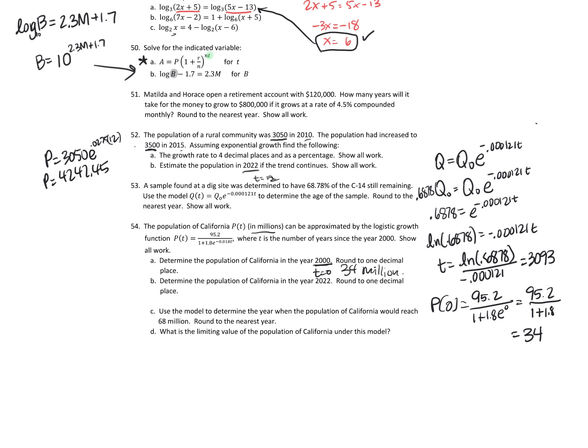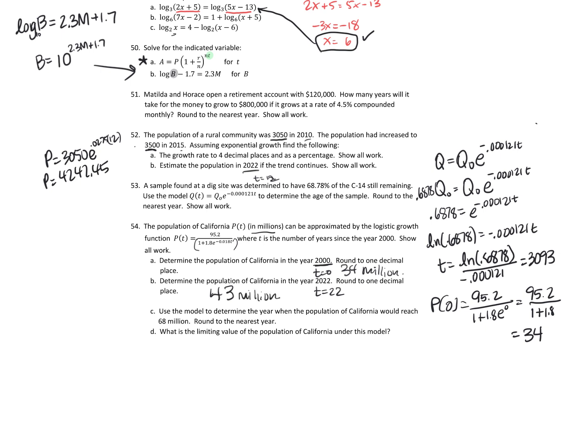Okay, and then determine the population of California in the year 2022. So in the year 2022, that will be when t equals 22. So I can plug that into my function. I'm going to plug in 95.2 over, and I need big parentheses around the bottom here, 1 plus 1.8 e to the 22 times negative 0.0018. All right, that gives me 43.04.